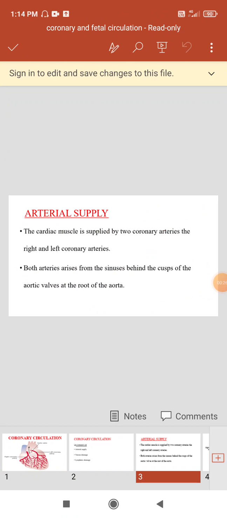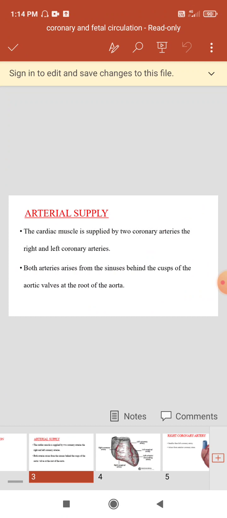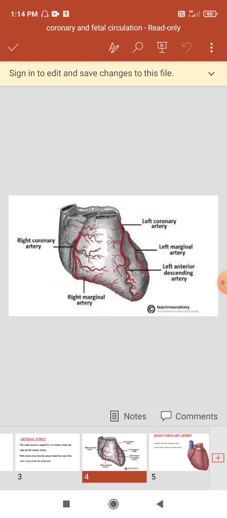Arterial supply: the cardiac muscle is supplied by two coronary arteries, like we all know, right? It is the right and left coronary arteries, and both arteries arise from the sinus behind the cusp of the aortic valve at the root of the aorta. See in this image, we can see only the arterial supply of the heart: right coronary artery, left coronary artery, right marginal artery, left marginal artery, left anterior descending artery.